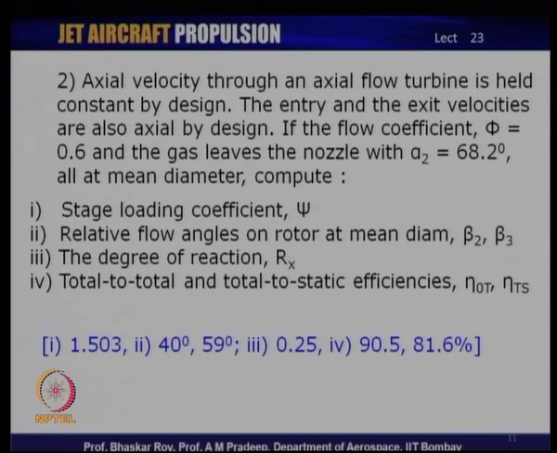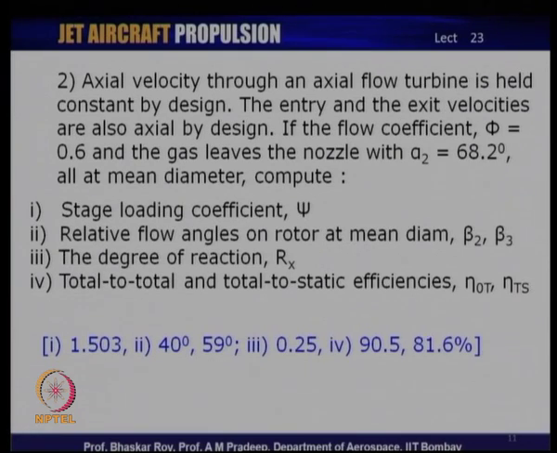Now, if you do that, the gas leaves the nozzle with alpha 2 equal to 68.2, that is at the exit of the stator nozzle. Now, at the mean diameter, that means across the stage, if you just traverse through the mean diameter from the stator entry to the rotor exit, you are required to find the stage loading coefficient psi, the relative flow angles at rotor mean diameter beta 2 and beta 3, the degree of reaction R, and the total to total and total to static efficiencies that we have prescribed in our lecture earlier.